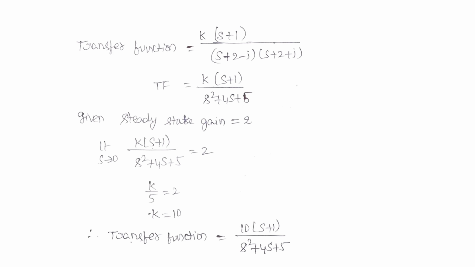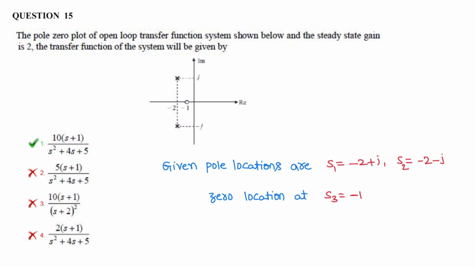Therefore, the final transfer function is K into (S plus 1) divided by (S square plus 4S plus 5), so 10 into (S plus 1) by (S square plus 4S plus 5). This is the correct answer, option 1.